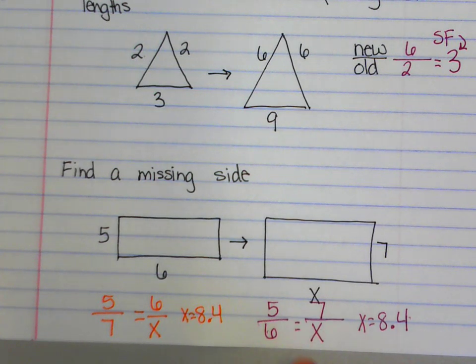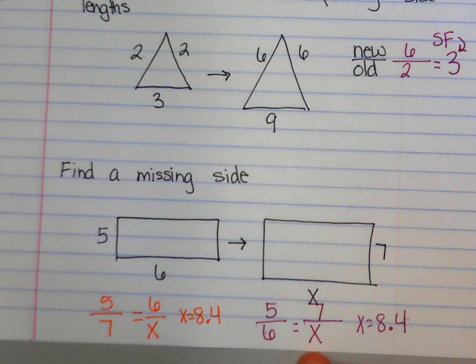But on this proportion, we did the height of the small over the base of the small, and you just have to stay consistent and do the height of the big over the base of the big. Either way, you'll get the same missing side length.